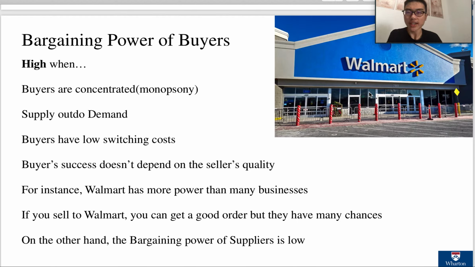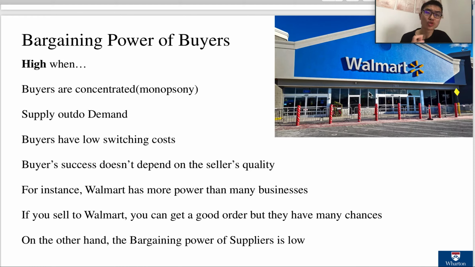It's high when buyers are concentrated. We know monopoly just now, but this is actually monopsony. Monopsony is basically when buyers are concentrated, so even though there may be a lot of suppliers, they only have one choice of where to sell to, like Walmart. So they have to lower the price because Walmart has many choices. It usually happens when supply outdoes demand, because in this case, fewer people want the product than the amount produced, so people try to lower the price to get the product sold.